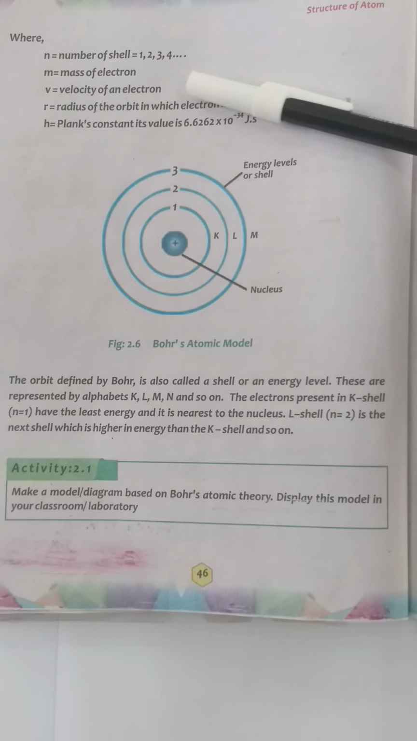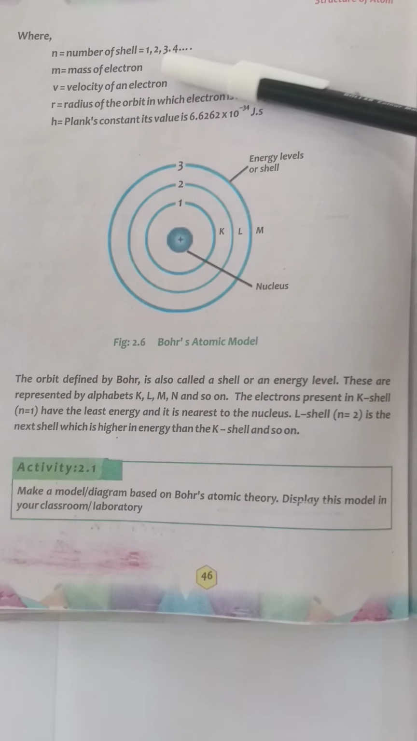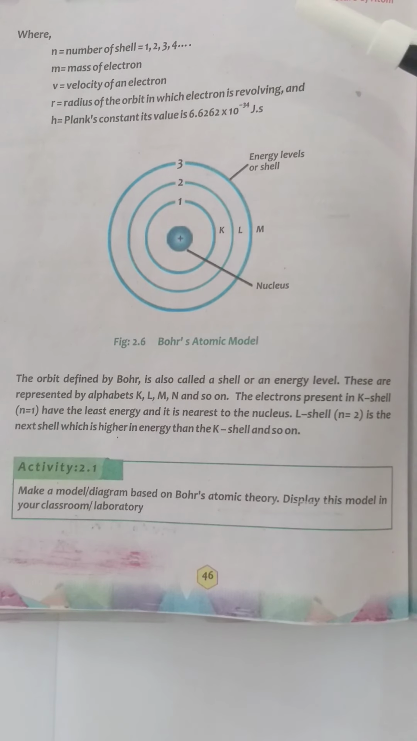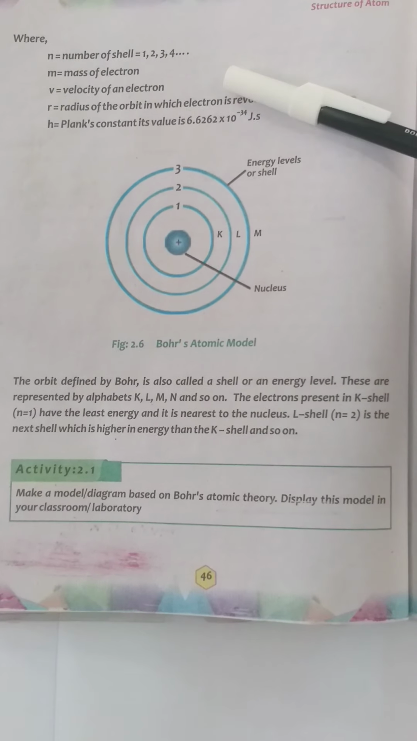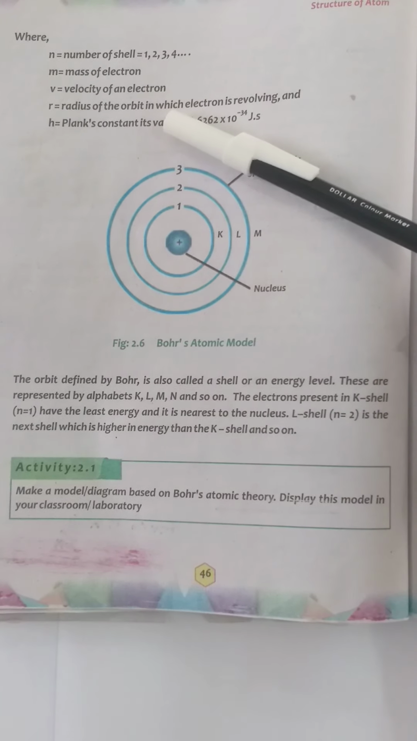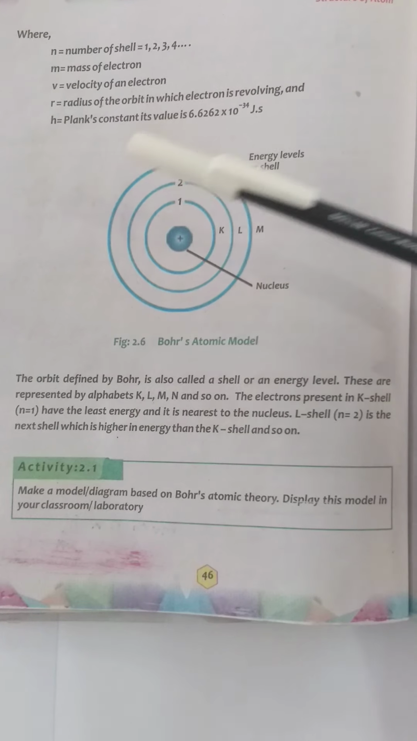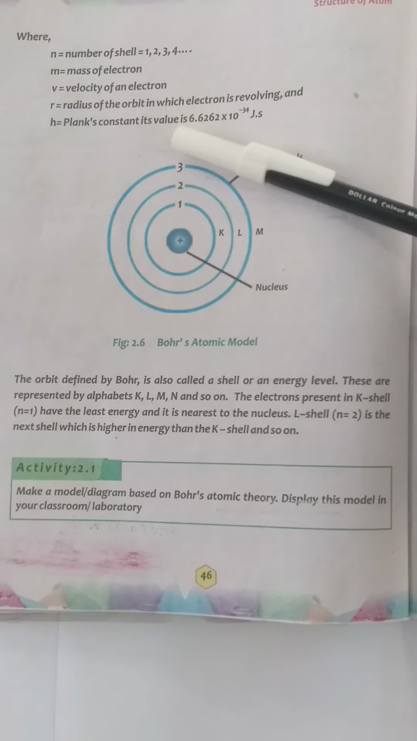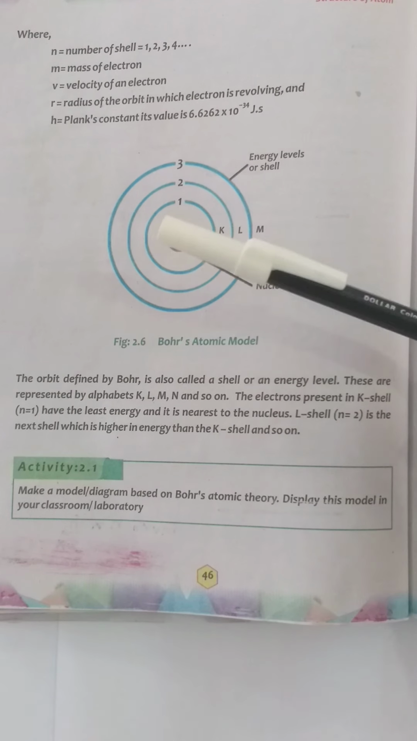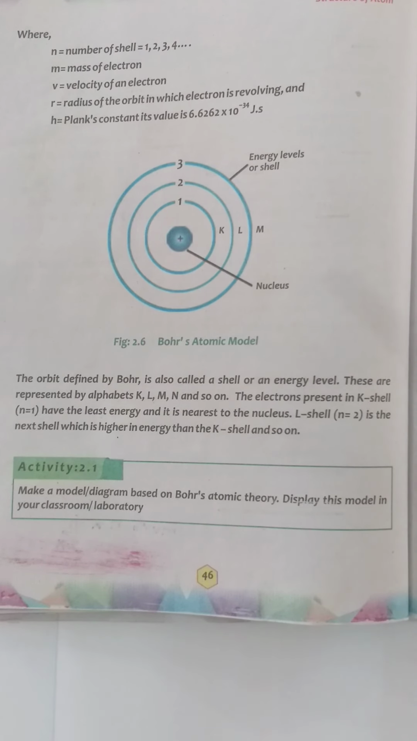So here we have n, that is the number of shells, 1, 2, 3, 4 up to so on. M is the mass of the electron. V is the velocity of the electron. R is the radius of the orbit in which the electron is revolving, and h is Planck's constant, and its value is already given over here. So you can easily put the values and find out the angular momentum of any electron revolving in the orbit.